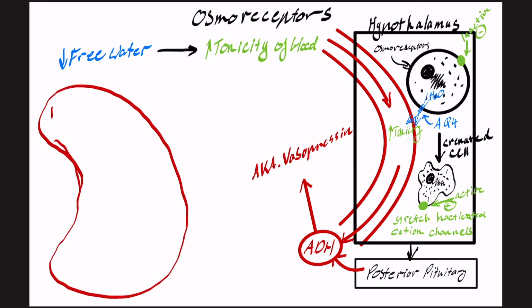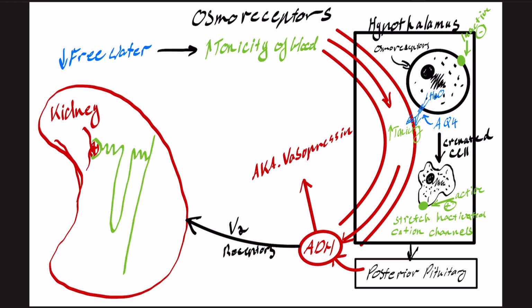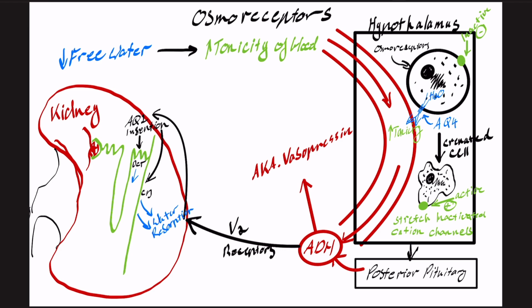But the antidiuretic part of the hormone will go to V2 receptors in the kidney, which will then lead to more aquaporin 2 channels being inserted into distal collecting ducts and collecting ducts. This makes the collecting ducts more permeable to water. And there's already a medullary concentration gradient within the kidney, meaning that water will then be drawn out of this filtrate and urine into the medulla and absorbed back into systemic circulation.